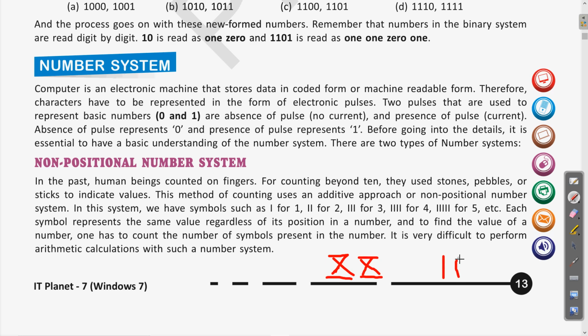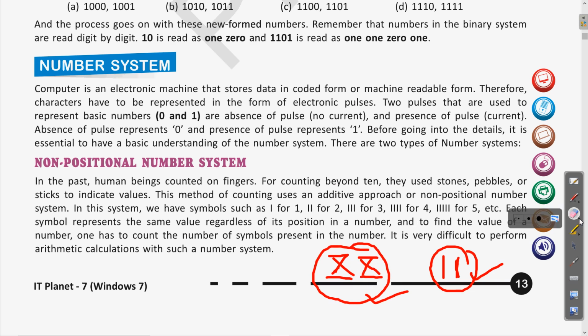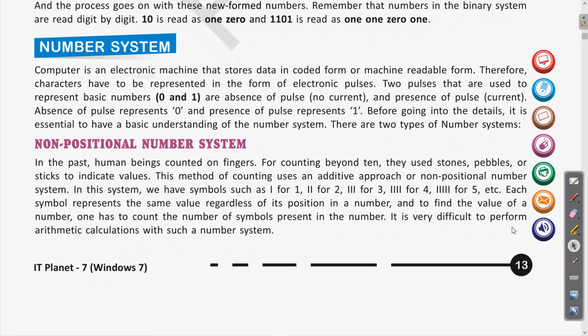Clear? But in the decimal number system, which we use, the value of 1 changes according to its position. So this 11 which we have written is the decimal number system, so this is a positional number system, whereas XX is a non-positional number system, because the value of the digit doesn't change according to the position. I hope this is clear. We have already discussed these things.